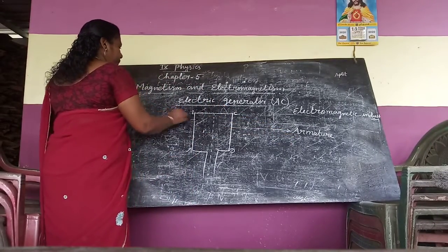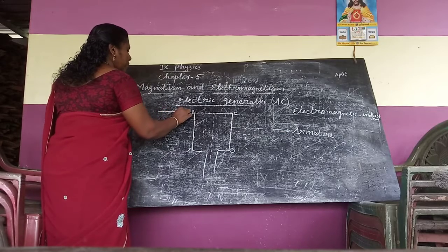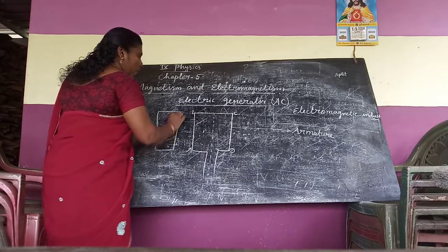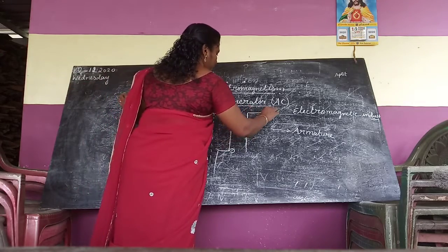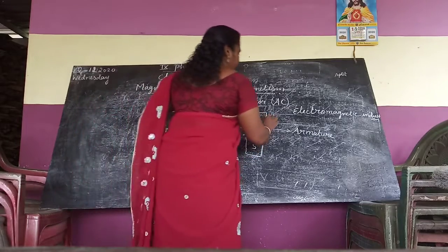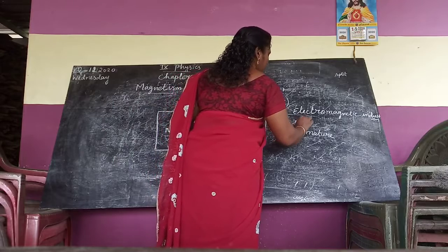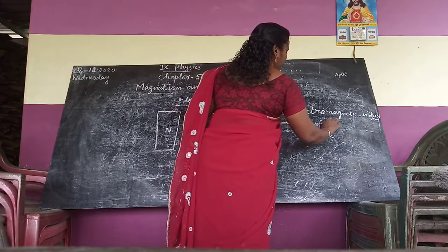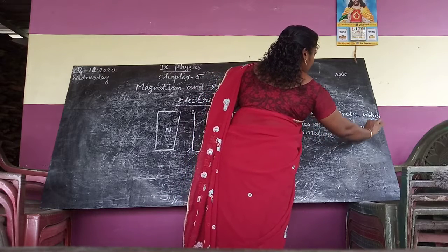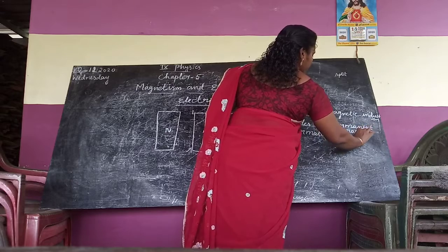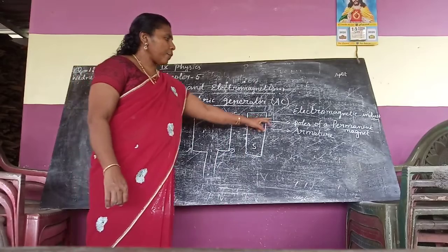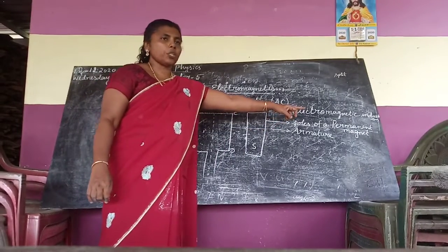Next, the rectangular coil of wire is kept in between the poles of a permanent magnet. This is the north pole and here the south pole. Here we can mark the poles of a permanent magnet. So we have marked two parts: one is the armature and the second is the poles of a permanent magnet.